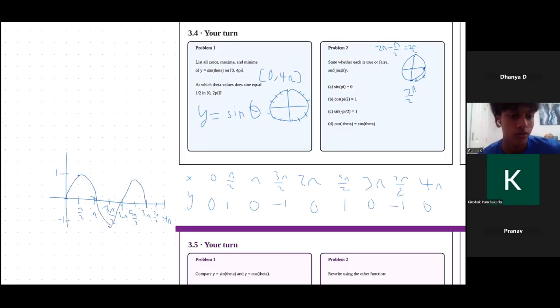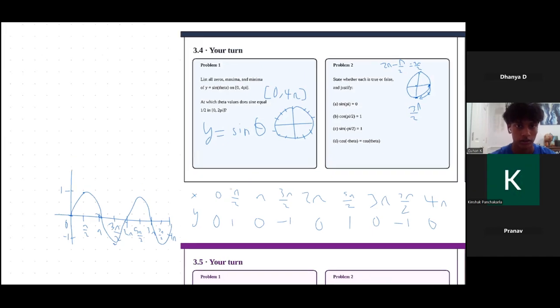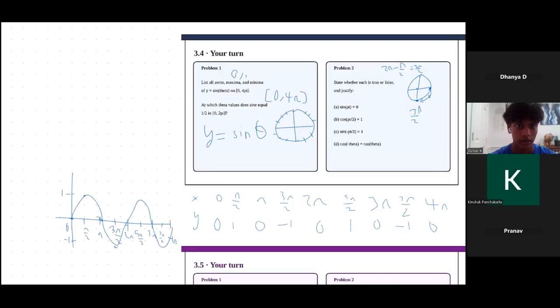Okay, now from this, we can clearly see the graph, right? And with this graph, we can answer all the questions they've asked. Okay, first, list all zeros, maxima, and minima of y equals sine theta on 0 to 4 pi. Okay, zeros. Let's look. There's one at 0, there's one at pi, 2 pi, 3 pi, and 4 pi. So it's going to be 0, pi, 2 pi, 3 pi, 4 pi. Those are going to be our zeros.